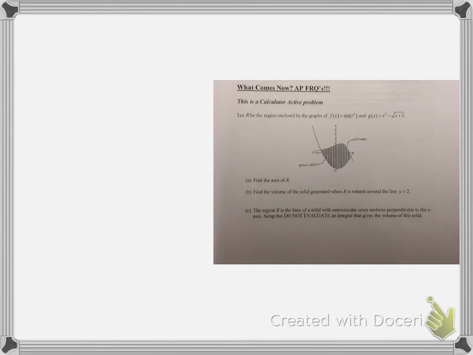Okay, so this AP free response question, notice it's calculator active, so you really don't want to do too much here by hand. The first 2 parts are really just asking you for area and volume. Third part is just asking you for the setup and not an answer. So kind of keep that in mind. And as we usually say with these videos, if you want to try this on your own, pause the video and come back and take a look, that's great.